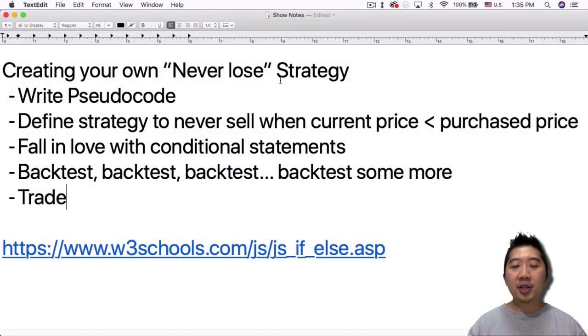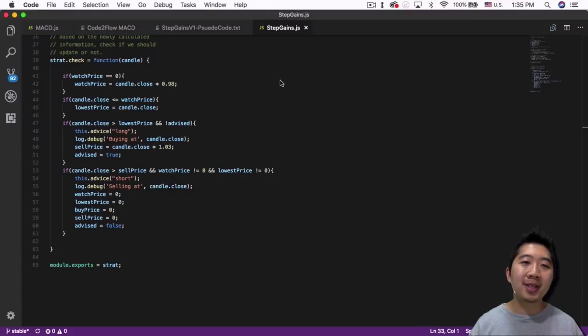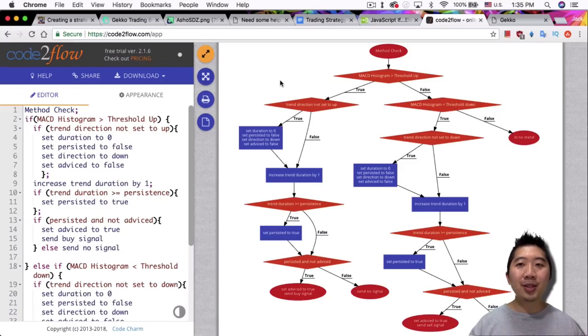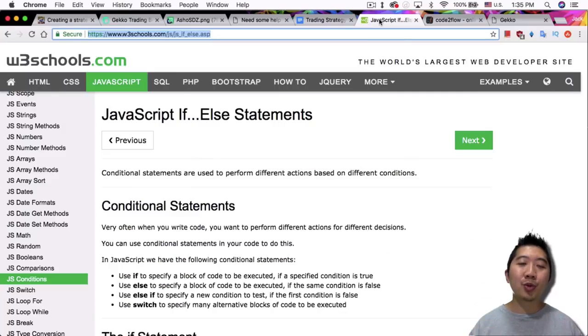So now that you wrote the strategy, you defined it to never sell when the current price is less than the purchase price. And you have to fall in love with conditional statements again, because what I wrote is relatively simple, just four if statements. If you really want to get more detail about how if statements work, definitely read through something like JavaScript if-else statements, which should really help you understand how to write them and really fall in love with it, because it can get confusing sometimes.